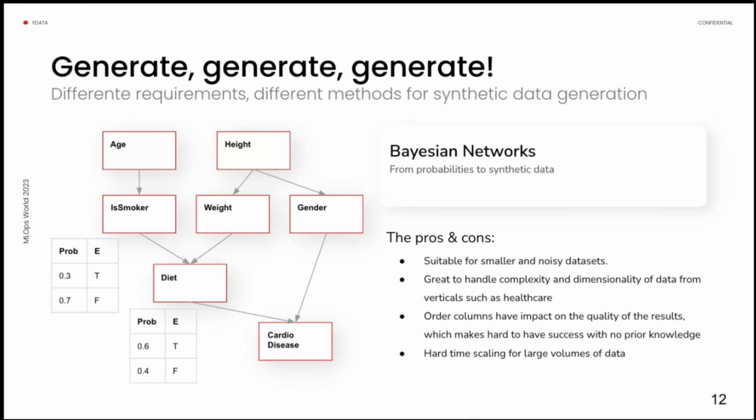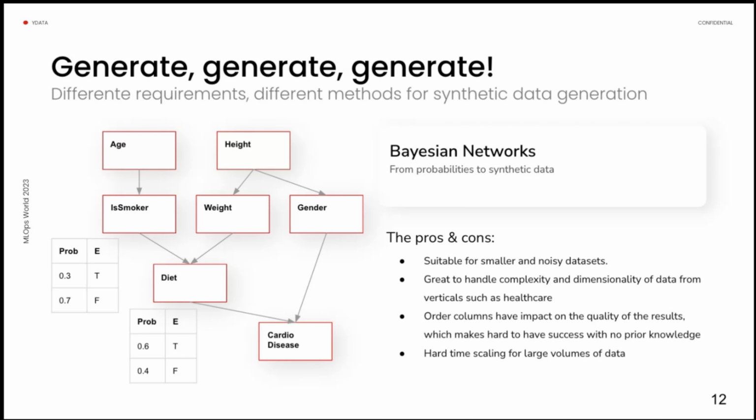Just to give you an example, all of these models can be used either for tabular or even for text data, and Bayesian networks specifically are great. They are stable, but they are far more suitable for smaller and, for example, noisy data sets. They are great at handling complexity and dimensionality of data from verticals such as healthcare, where you have several different columns.